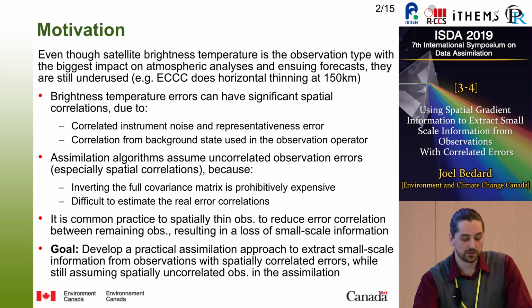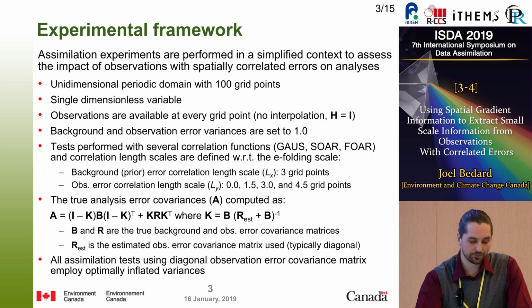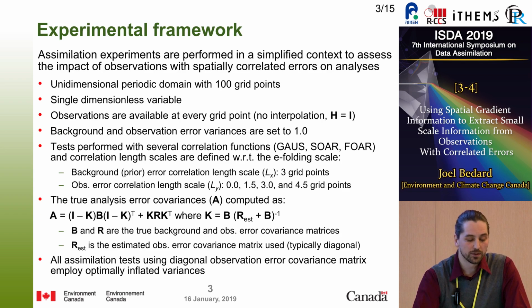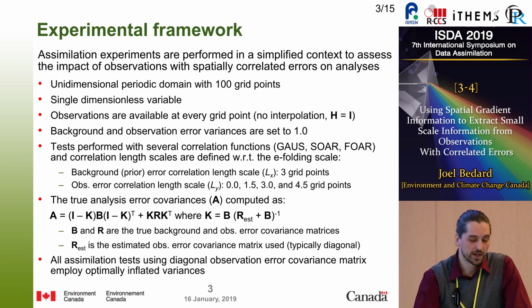So our goal is to develop a practical assimilation approach to extract those small scales that we're losing from observations with spatially correlated errors, but we still want to use a diagonal R matrix. So we still assume spatially uncorrelated observation errors in the assimilation. To test different approaches, I developed an experimental framework where assimilation experiments are performed in a simplified context to assess the impact of observations with correlated errors on the analysis.